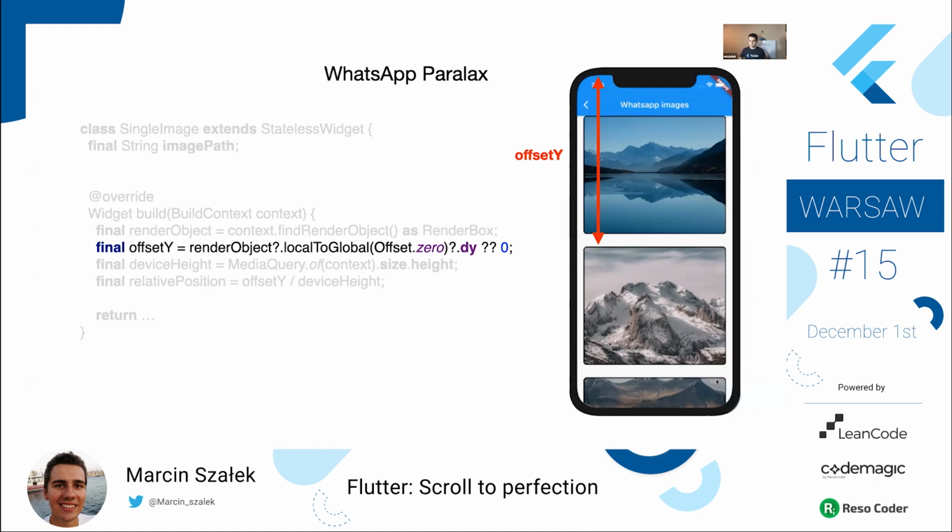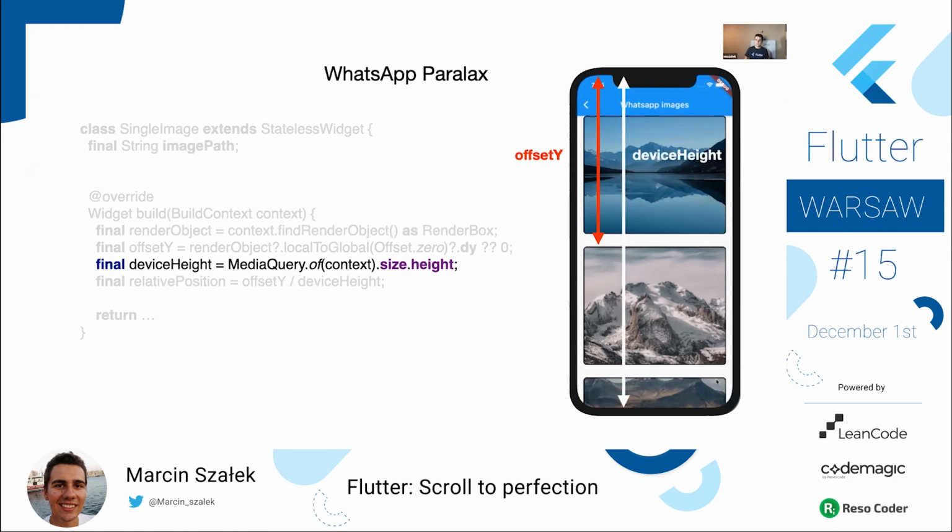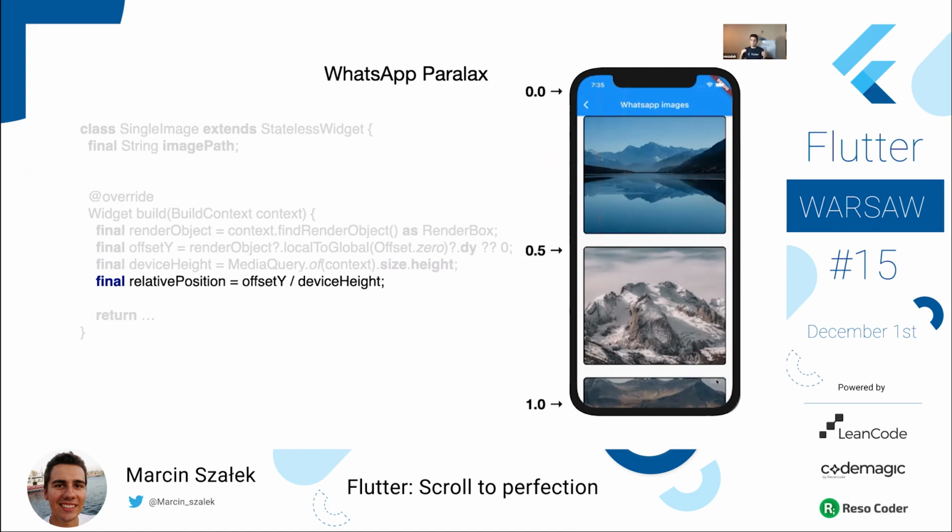We'll use it later. What we can also have is the device height. For example, we can just get it from the media query. So the device height will be the white arrow there. And when we have those two, we can get the relative position. If we divide one by the other, we get the relative position of our widget. So if it's on the very top, it will be 0. In the middle, it will be 0.5. And if it's on the bottom, it will be 1.